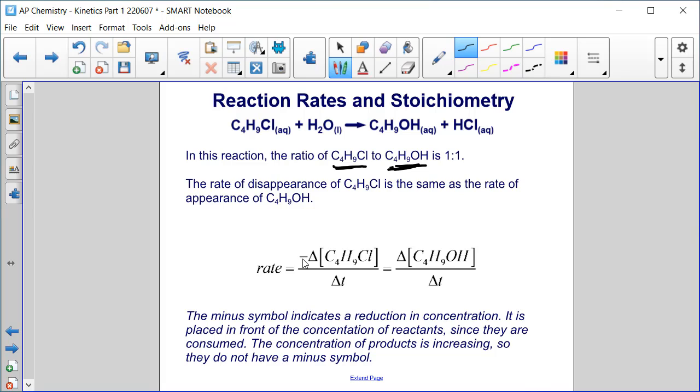Now I have a minus sign here on this first one. Why? Because this concentration is a reactant, and that concentration is decreasing with time. That's a reduction in concentration. It is placed in front of the concentration of reactants since they are consumed. The concentration of products is increasing, so they don't have a minus symbol. But the value of this rate, not the negative sign, but the absolute value of this rate, is the same as the rate of the appearance of the product.